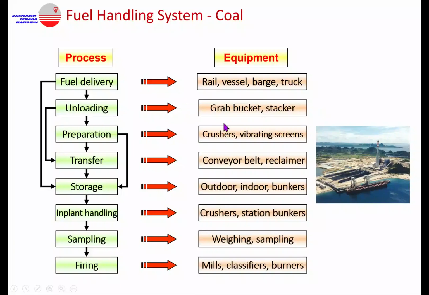You can have a grab bucket, you can have a stacker reclaimer, and then you have to prepare the coal as well. When you want to transfer coal from the ship, it has to be filtered, as an example. So for preparation, they might require a crusher and a vibrating screen, just to screen the coal before it is transported to the station via conveyor belt.